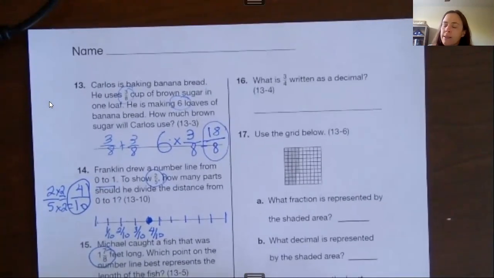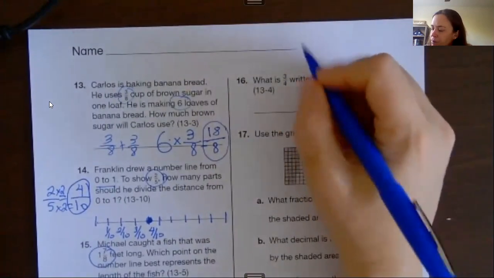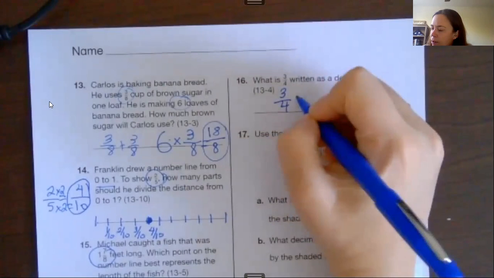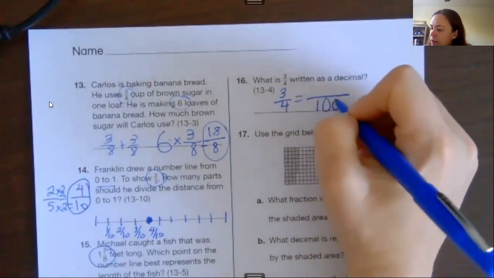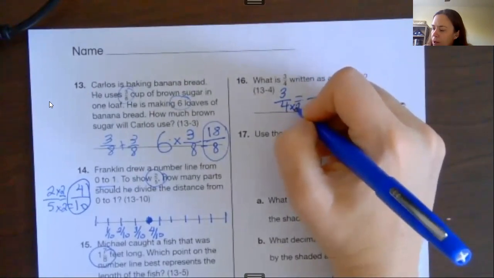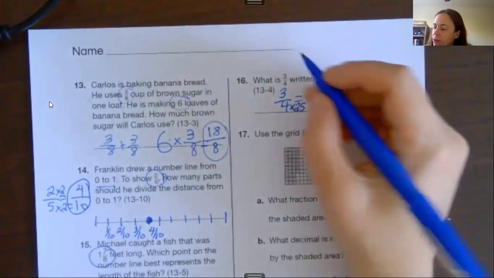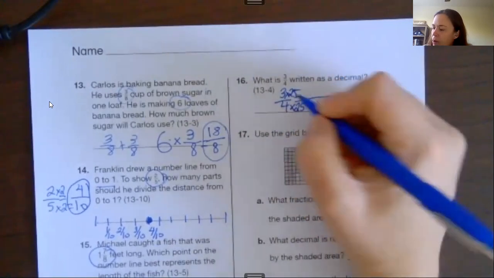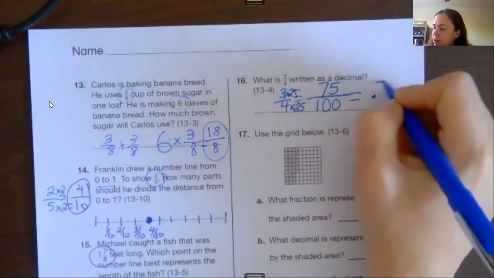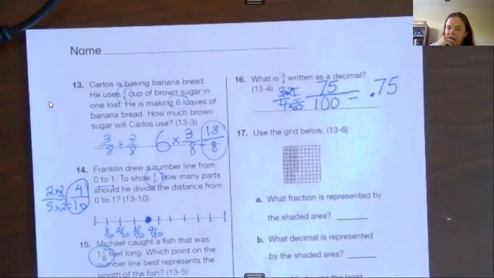All right, 3/4 written as a decimal. So you want to make it have 100 on the bottom because you can't make it have a 5. We talked about 4 times 25. That's like 4/4 is 100. 3 times 25 is 75. 75 hundredths looks like this. It's like 75 cents.